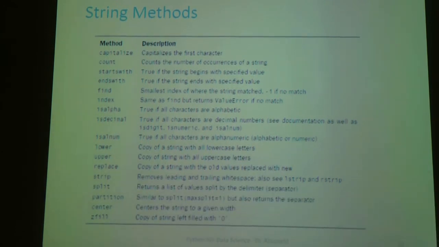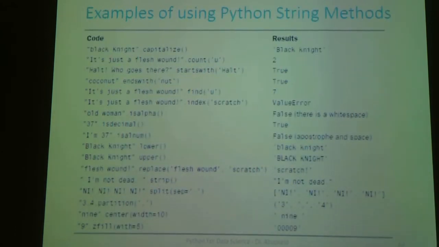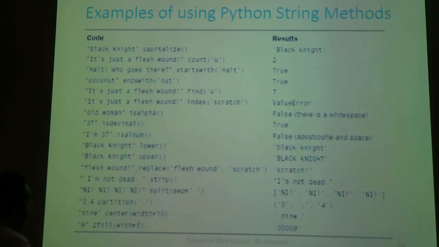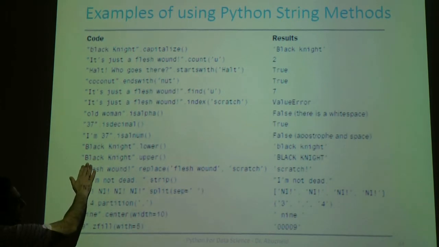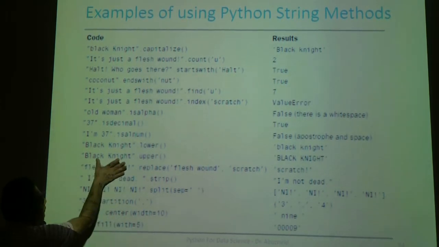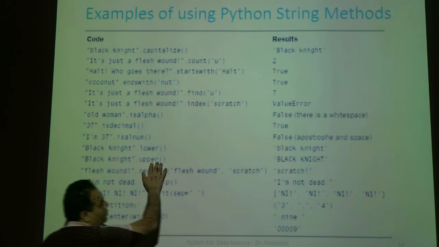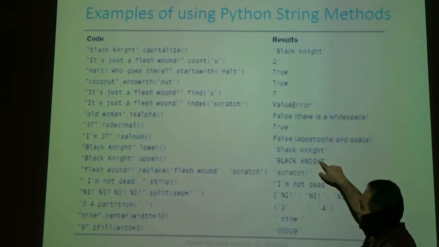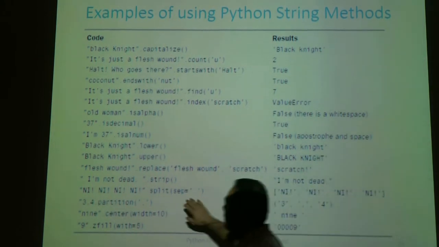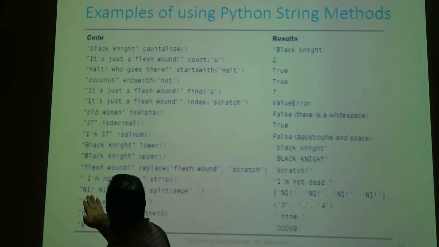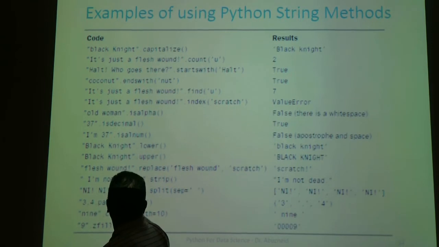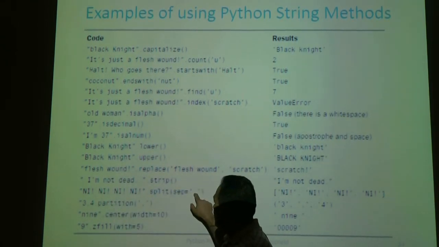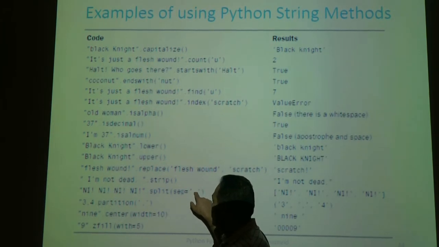So maybe there's examples. If you take a look quickly at these examples, let's take a couple of these. So for example, black night, this is a string, dot upper. So what does it do? Convert it to all upper case, right? Take a look in here. So for example, split, and the separator is what? A space. So what does it do in here?